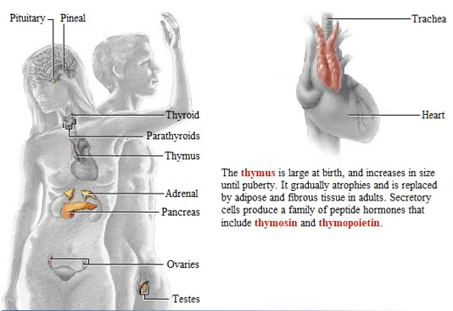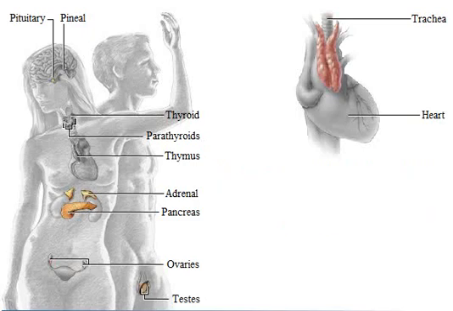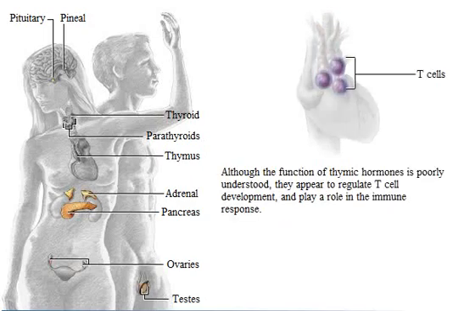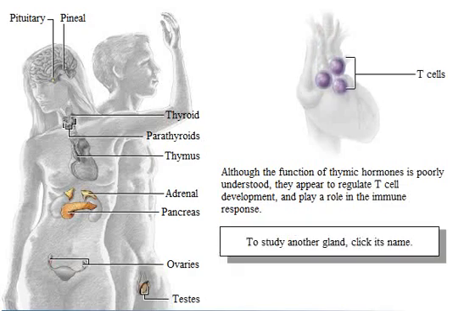The thymus is large at birth and increases in size until puberty. It gradually atrophies and is replaced by adipose and fibrous tissue in adults. Secretory cells produce a family of peptide hormones that include thymosin and thymopoietin. Click the enlarged gland to review the targets and functions of the thymic hormones. Although the function of thymic hormones is poorly understood, they appear to regulate T-cell development and play a role in the immune response. To study another gland, click its name.